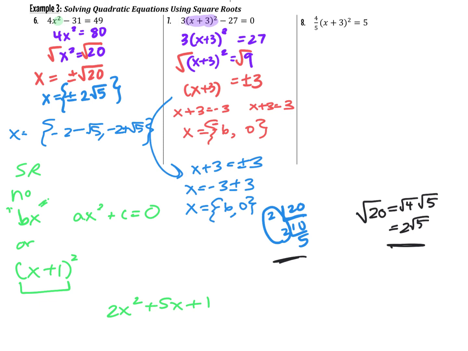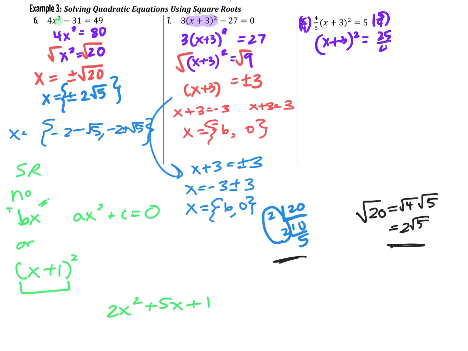All right, I'm going to encourage you to pause the video and work through number 8 on your own, and then unpause the video and see how you did. Okay, how do we get rid of 4/5 on both sides? We multiply both sides of the equation by the reciprocal, 5 over 4. On the left, that's going to leave us with x plus 3 quantity squared.